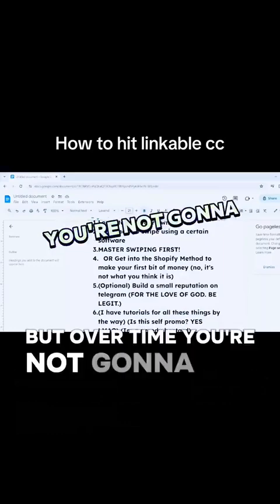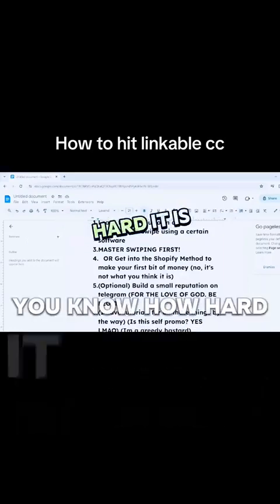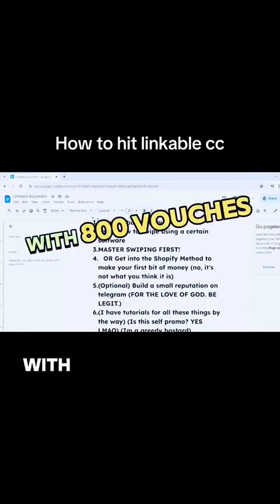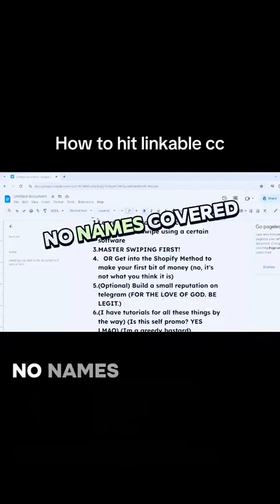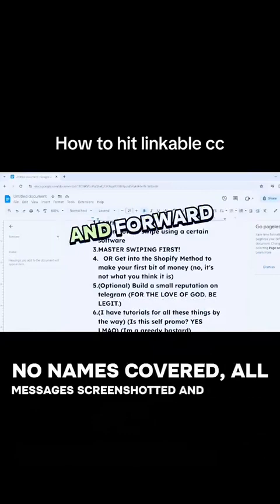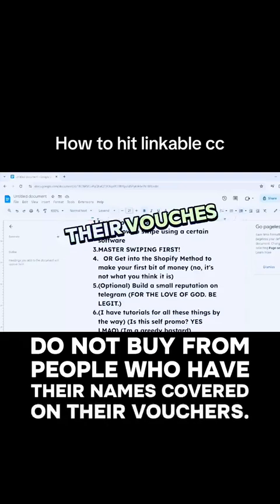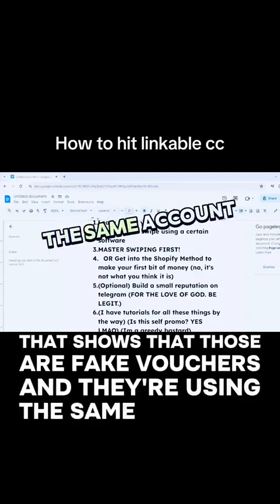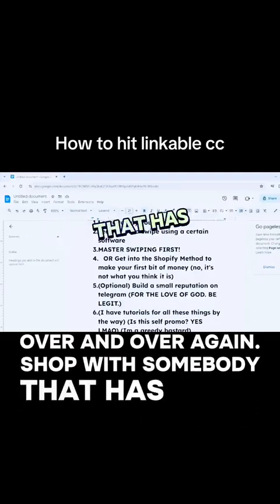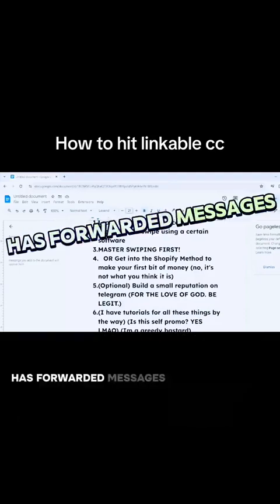But over time, you're not gonna get many customers that are willing to pay that. You know how hard it is for me to even convince somebody that I'm legit with 800 vouchers? By the way, no names covered, all messages screenshotted and forwarded. That is another thing. Do not buy from people who have their names covered on their vouchers. That shows that those are fake vouchers and they're using the same account over and over again. Shop with somebody that has what looks like real people, has forwarded messages and screenshots.